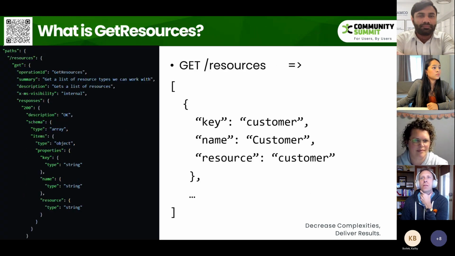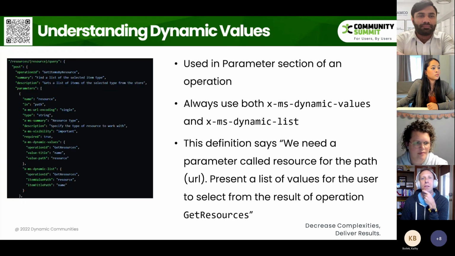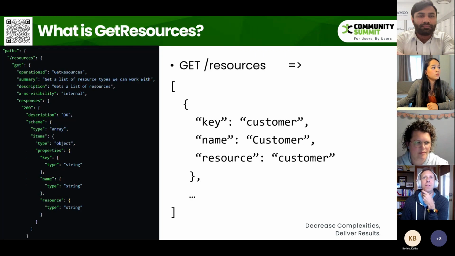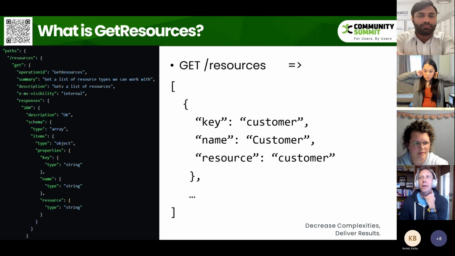So this is what happens: it makes a call to the get resources. If you saw in the previous slide, it says get resources. This is what that operation looks like. And this is all still inside the same connector definition file. You can see all this is doing is a get request to resources, and it comes back with an object with key and name and resource. This is going to be our human readable, and this is going to be our machine readable one. This is an example of what it looks like when it comes out.